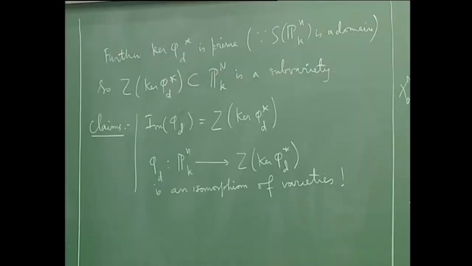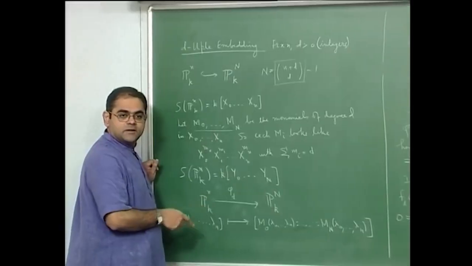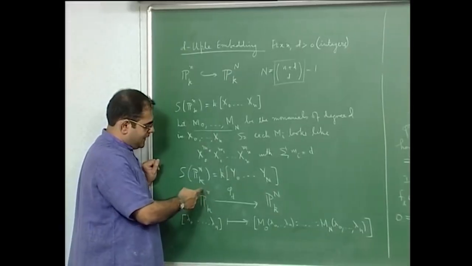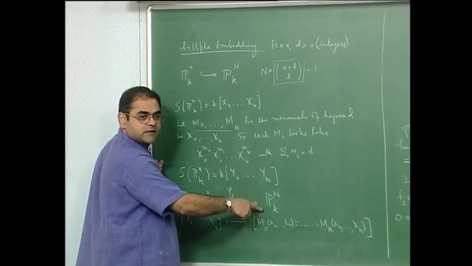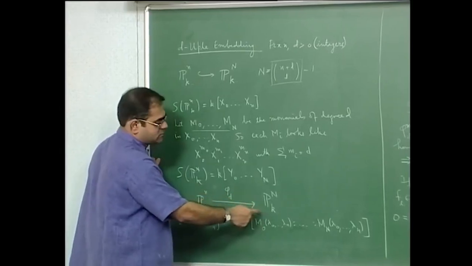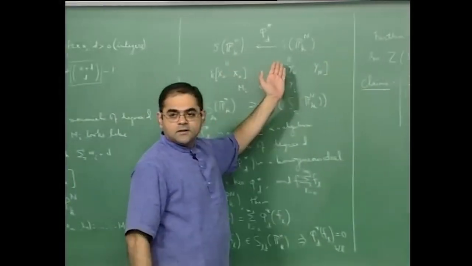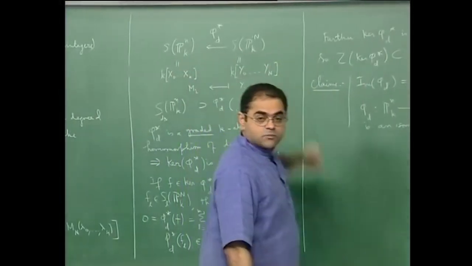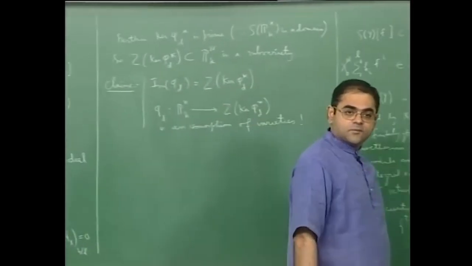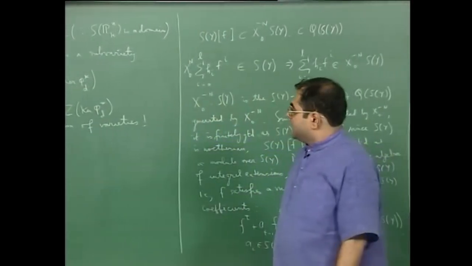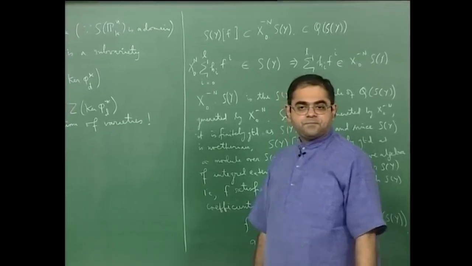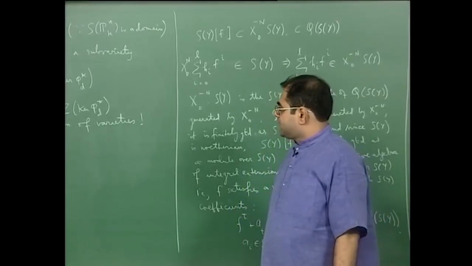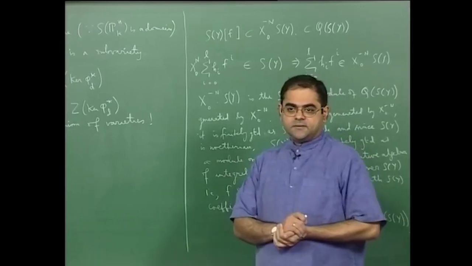So this is the claim. The claim is that this so-called d-uple embedding maps projective space isomorphically onto a closed subvariety, and that closed subvariety is nothing but the zero set of the kernel of this homomorphism. Okay. And so this is a claim. All right, this requires a little bit of computation.